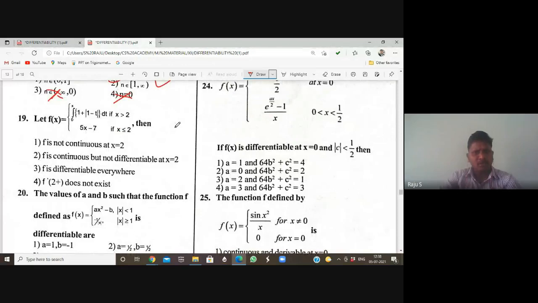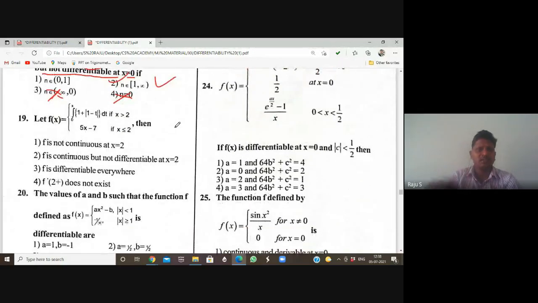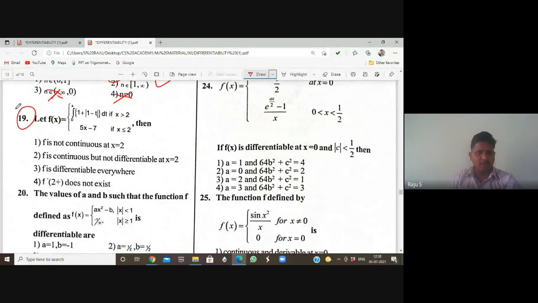Okay, question number 19, which is related to integration. So just remind me after the integration concept. This again belongs to the definite integration concept. So after discussing integration, we'll discuss this.